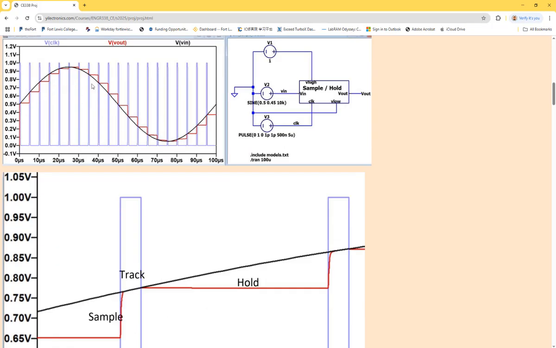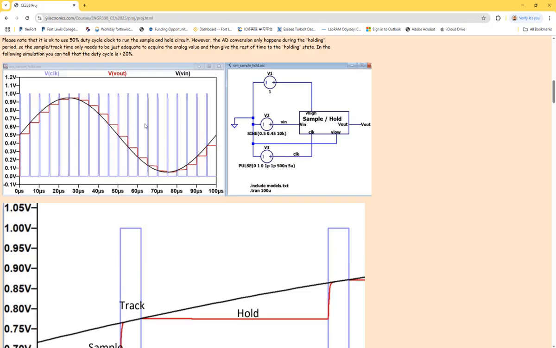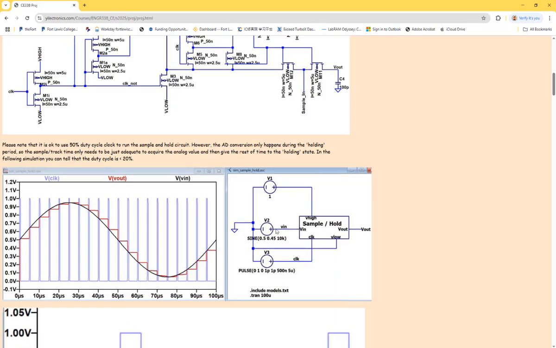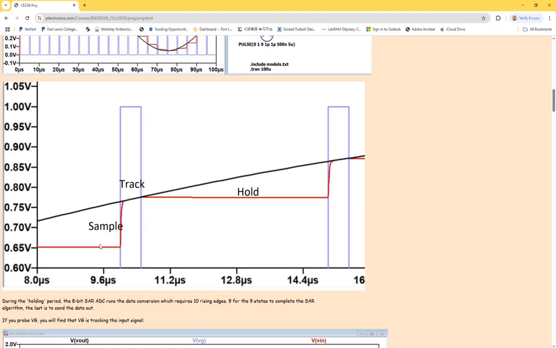So that's a simulation for the sample and hold. I put everything into a block and I simulated it. Sample, track, and hold. So the digital conversion happens during the hold period.